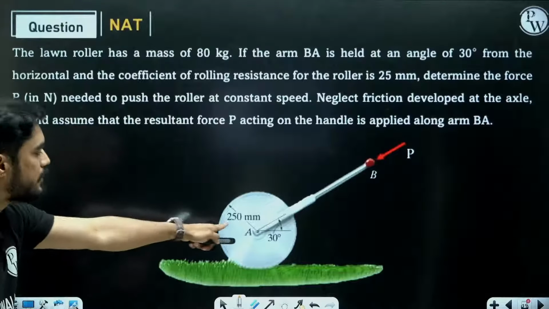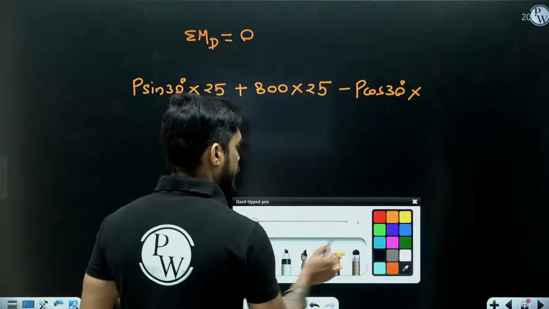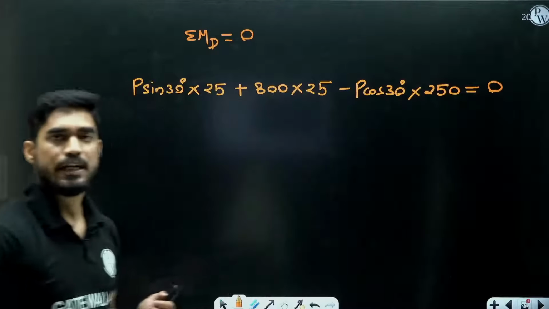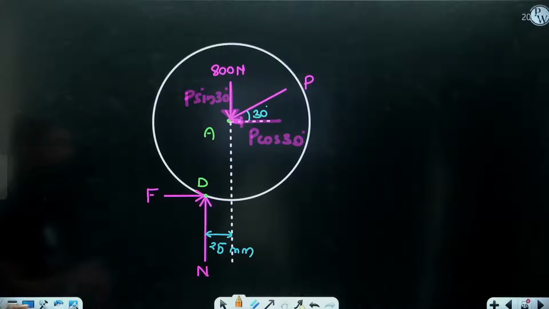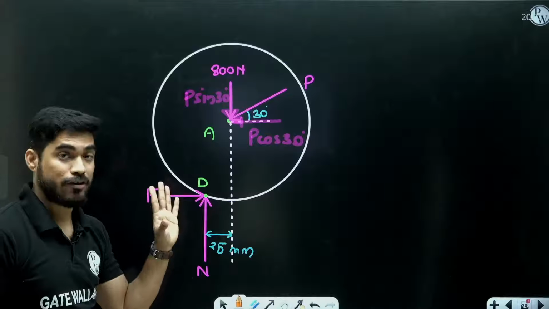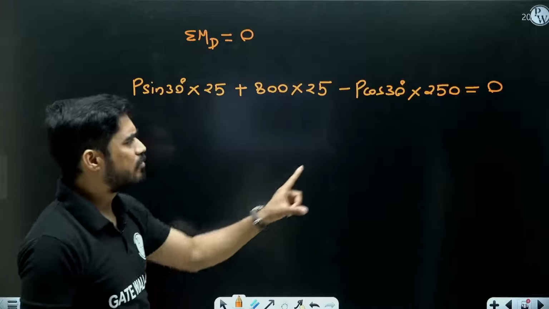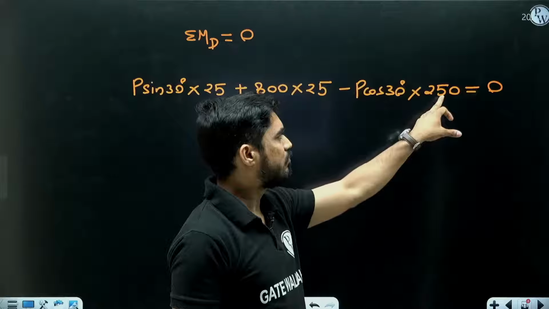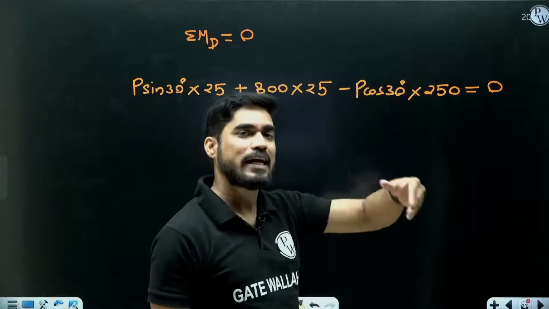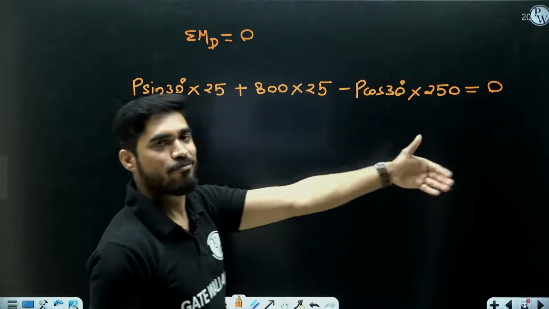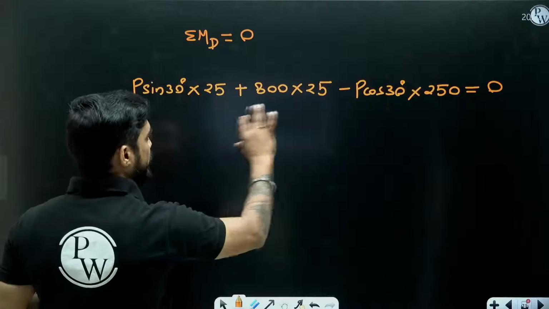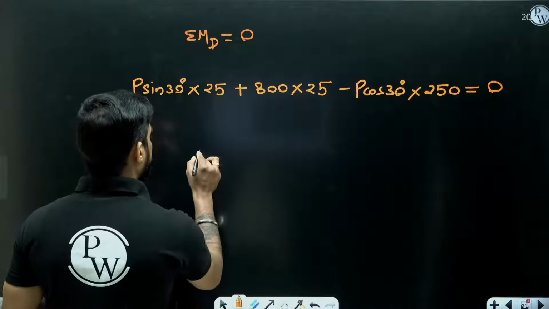And what is the radius? 250 mm. Okay. So I will consider it to be 250 only, because if you want to calculate the actual distance of D, it will be very difficult for you, and it will be very slightly less than 250. It will be 249.98, something like that. So we will ignore that and we will assume it to be 250 only. Now by solving this equation, we will get the value of P.